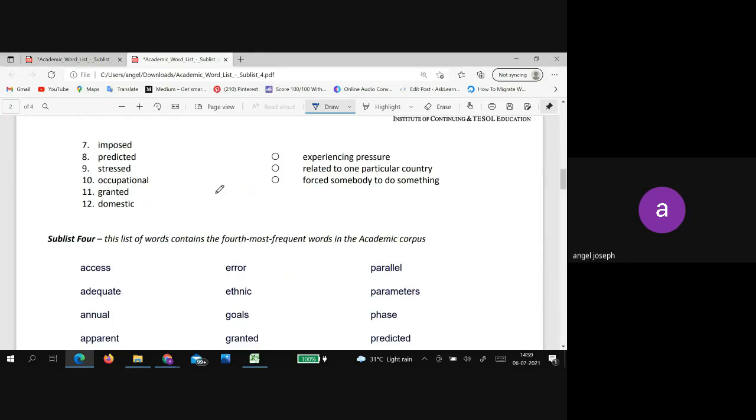Okay, so look at this one. The next one, imposed. The meaning is already there in these three options. Check it out. Forced somebody to do. Yes. To impose means to force someone to do something. The police has imposed that nobody should get out from their homes on Saturdays and Sundays. The government has imposed a lockdown, has forced a lockdown.